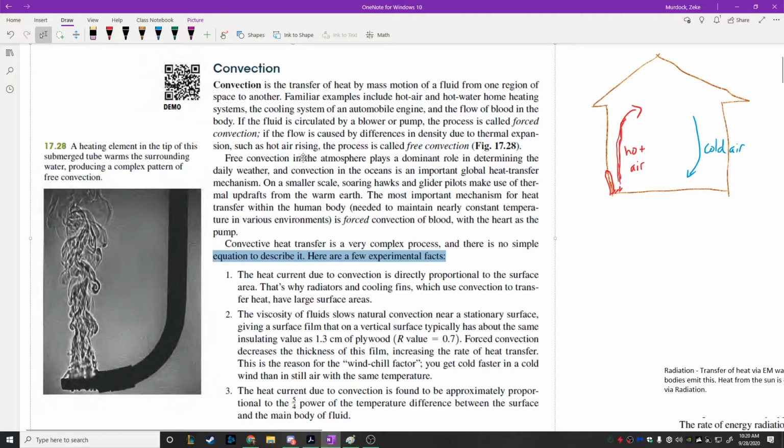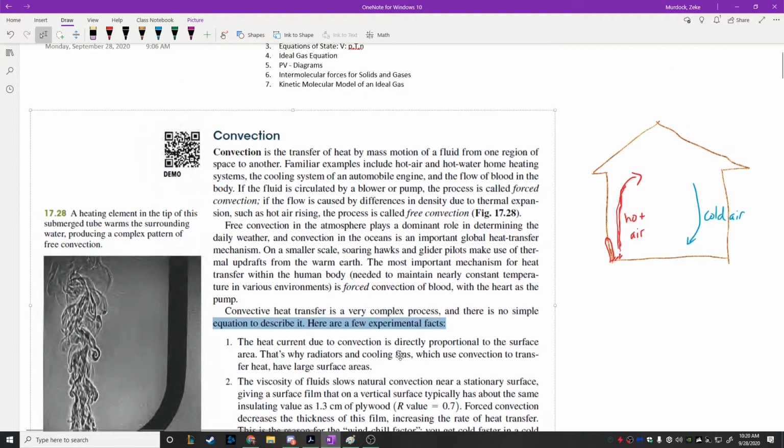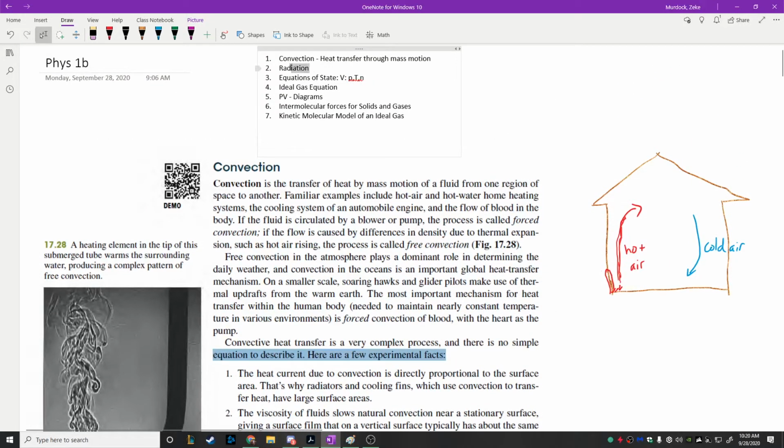Okay, so that's convection. Do you have any questions about that? That's about all I'm going to say about that, so we can get on to some more useful things.